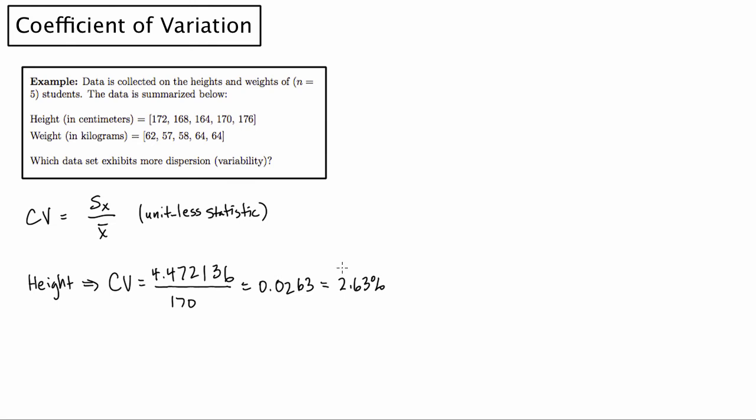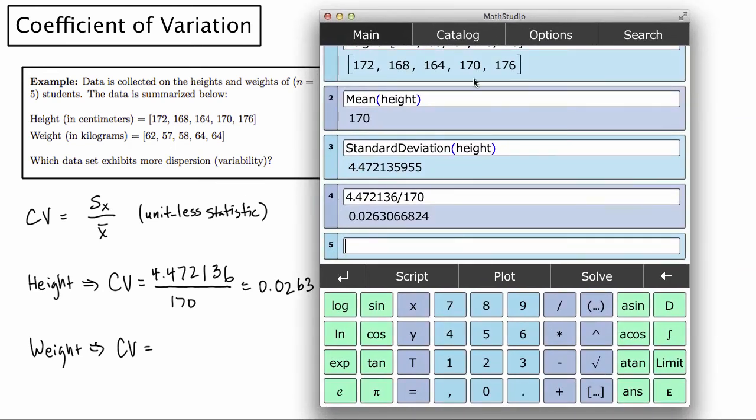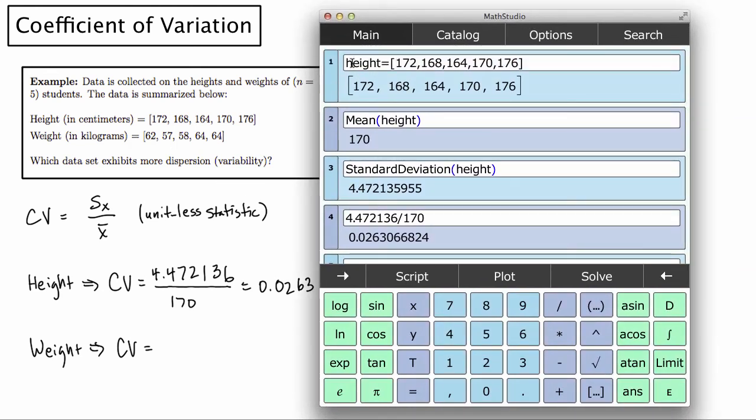All right, now let's turn around and do the same thing for the other set. So let's look at weight and calculate its coefficient of variation. Let me pull it back in, and I'm going to change up my sets here. I'm going to go back and change this to weight instead of height, and change all the weight values here. So we've got 62, 57, 58, 64, and 64.